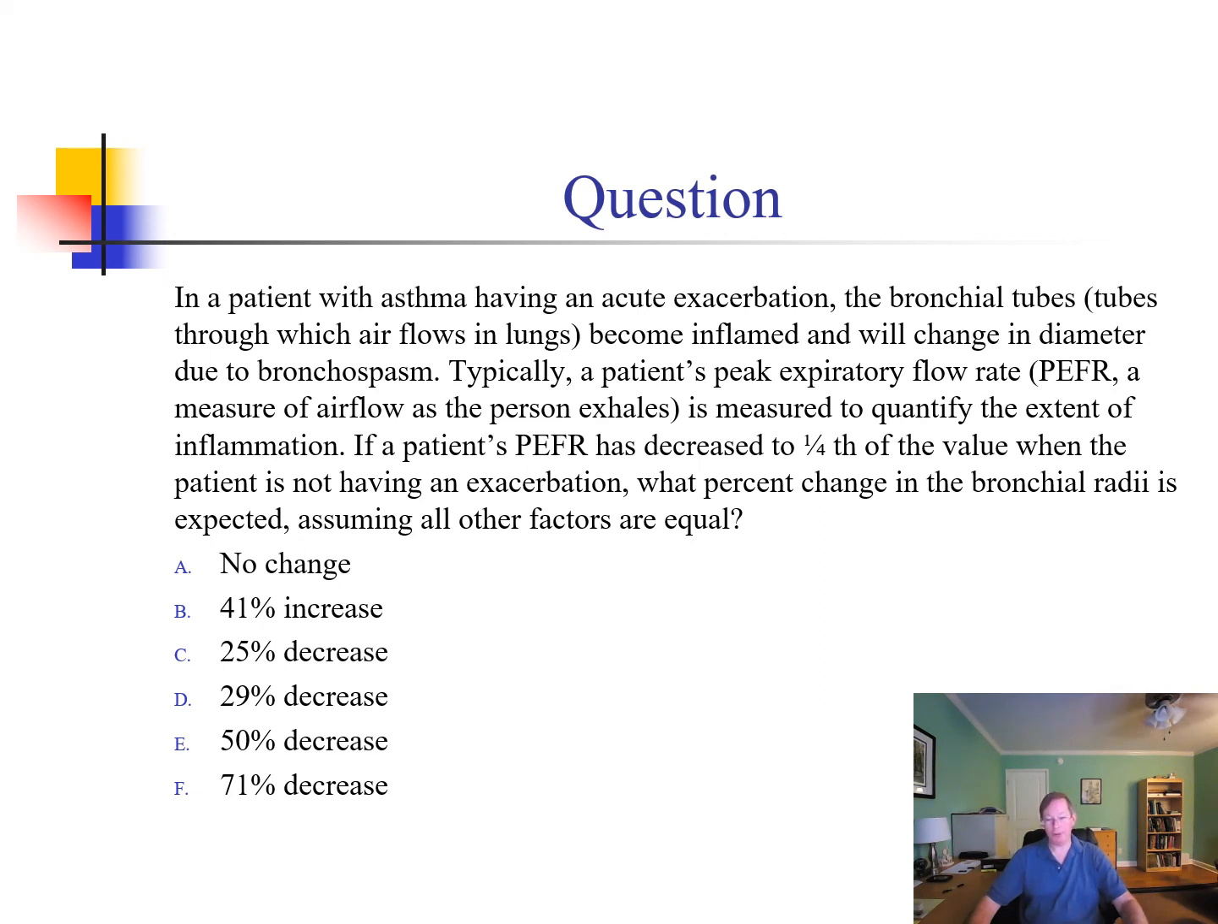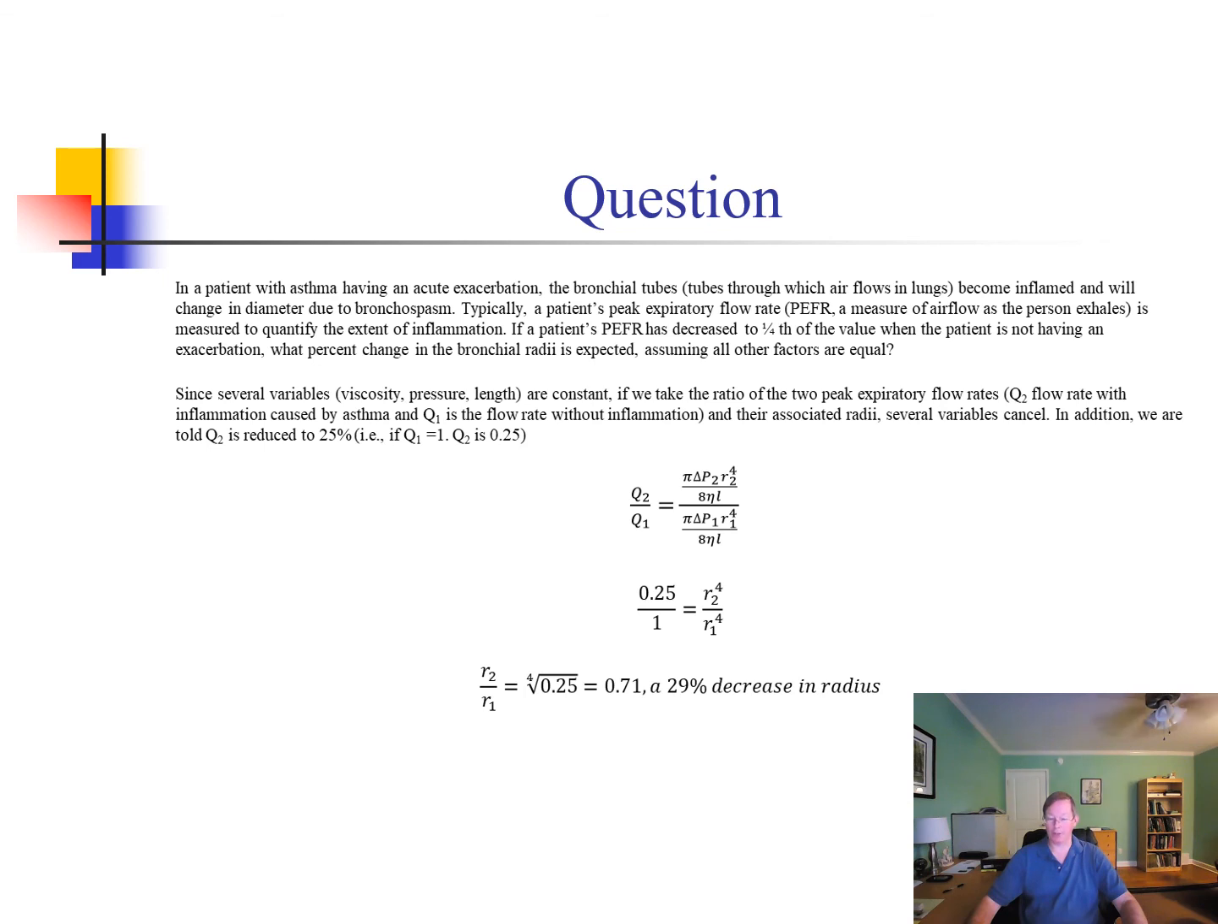So suppose a person's peak expiratory flow rate decreases to 1/4 of the value when the patient is not having inflammation in their airways or an asthma exacerbation. What change in the bronchial radii is expected, assuming all other factors, pressure, viscosity, length, are equal? We're going to go back to Poiseuille's law, and when we do that, we'll find that it's a 29% decrease. I want to walk you through this.